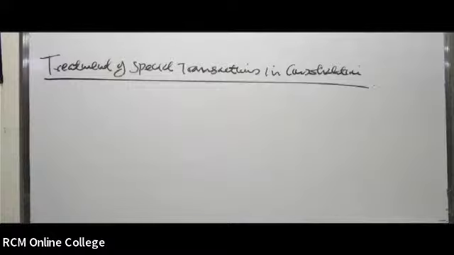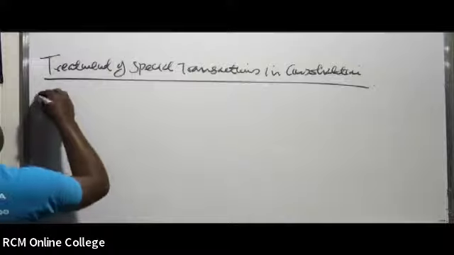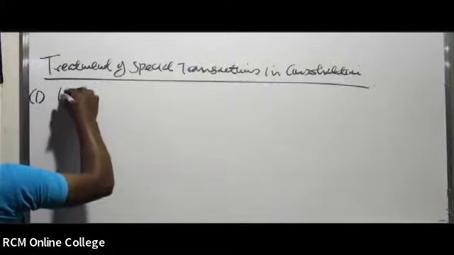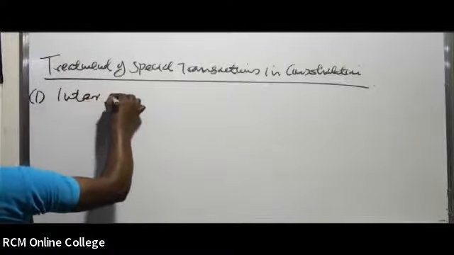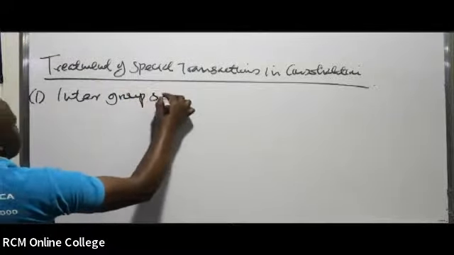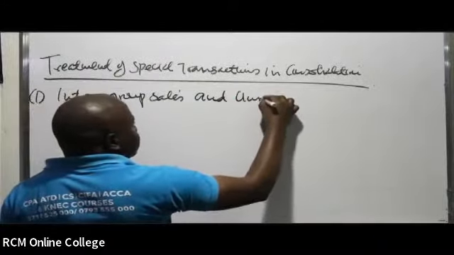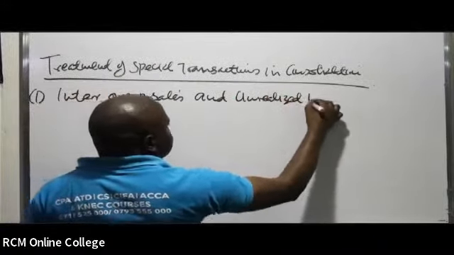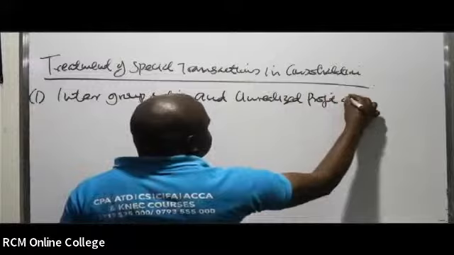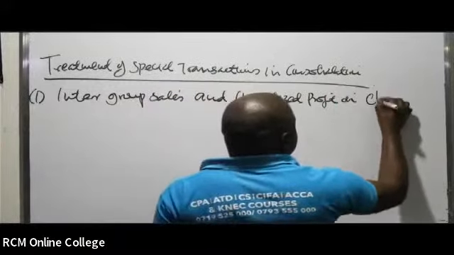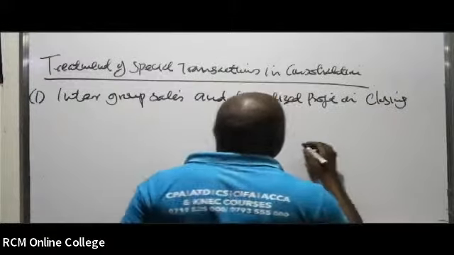So the first special transaction I want you to write is what we call intergroup sales and unrealized profits on closing inventory. So you can write number 1, intergroup sales and unrealized profits on closing inventory.